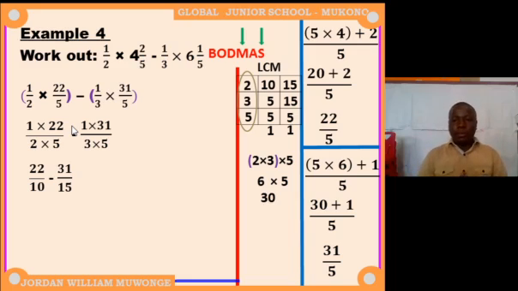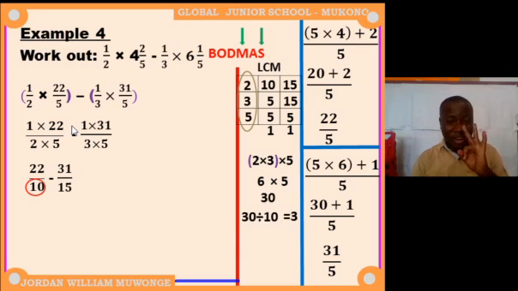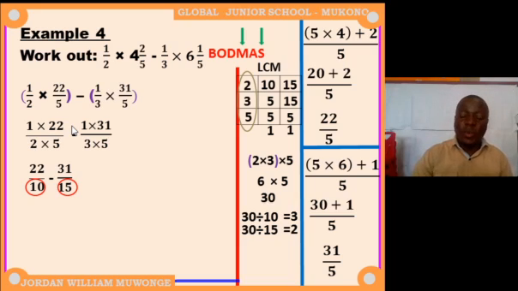Now, next step. Get the LCM, 30, and divide by the first denominator, 10. What will you get? You'll get 3. Good. Then, still LCM, 30, divide by the second denominator, which is 15. What will you get? You'll get result 2.